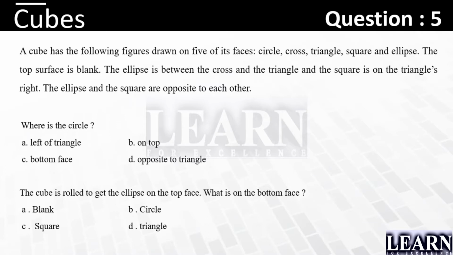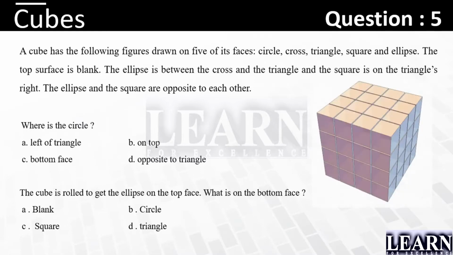They have told it's a cube, taking out circle, cross, triangle, and ellipse. So they are not talking about the dimension of the cube. So I'll take out any general cube. So this is an example of a cube. And they have told the top surface is blank. So this is going to be a blank, nothing.